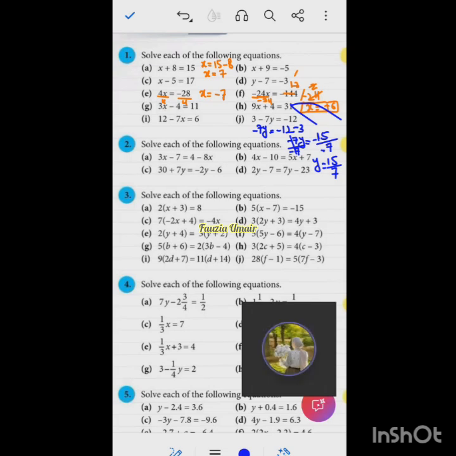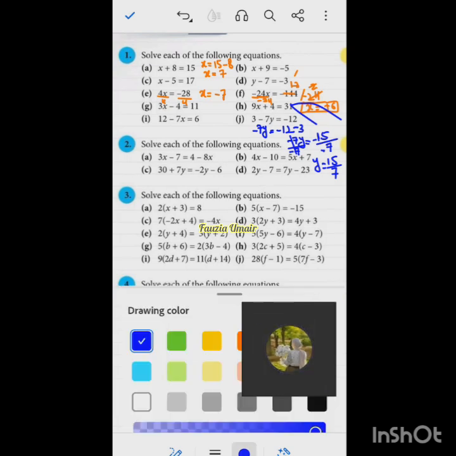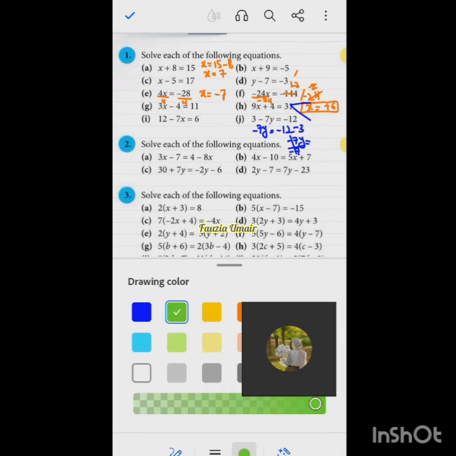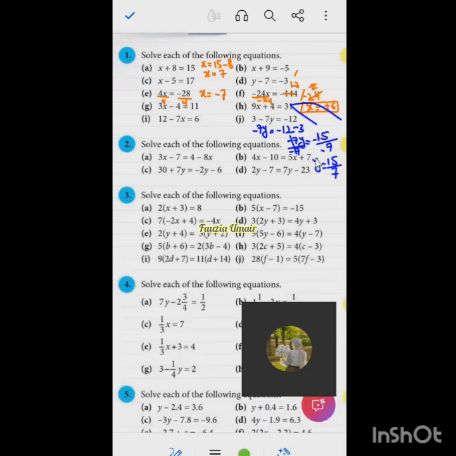Now, moving on to question number 2. In question number 2, there are 4 terms in every question. You can see all the 4 parts are having 4 terms. There is no bracket, so you will move all the variable terms toward the left side and the constants toward the right side. So how to solve it? 2y minus 7 is equal to 7y minus 23.